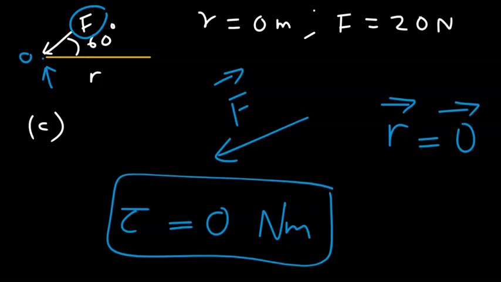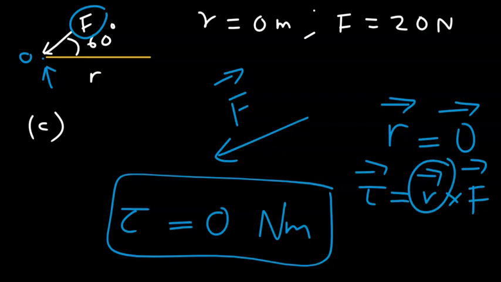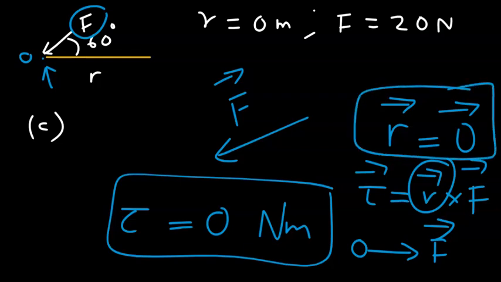Remember, the position vector in the equation for torque extends from the axis of rotation to where the force acts. So in this case, the axis of rotation and where the force acts is the same point, resulting in a 0 vector, a null vector, for the position vector, thus giving 0 newton meters for the torque, resulting in no rotation.